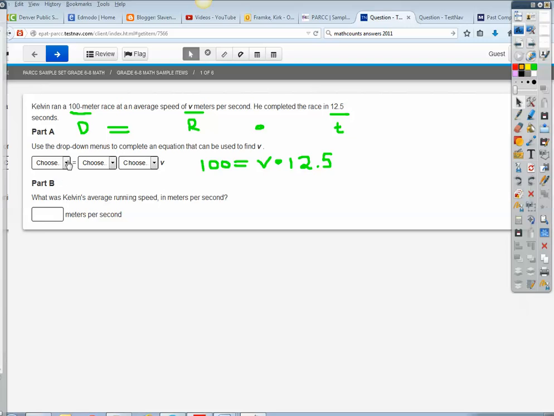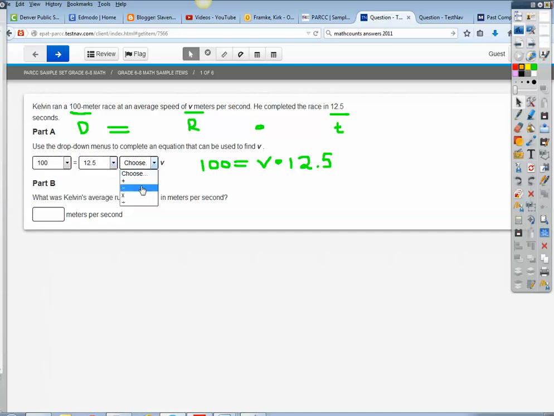So I see here that I have a drop-down choice on one side of the equal sign. On my equation here, I only have the 100 by itself. So I am willing to bet 100 is going to be my best choice there. Then, let's see, what am I doing here? Well, I have v, and here's my v. I'm multiplying my v times 12.5. So I'm pretty sure one of these has to be 12.5, and one of them has to be times. Here's my 12.5, and lo and behold, there's my multiplication. So then I'm ready to move on to part B.